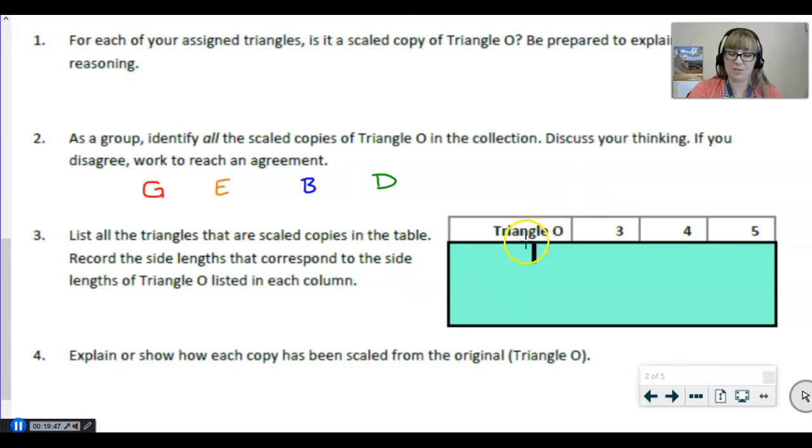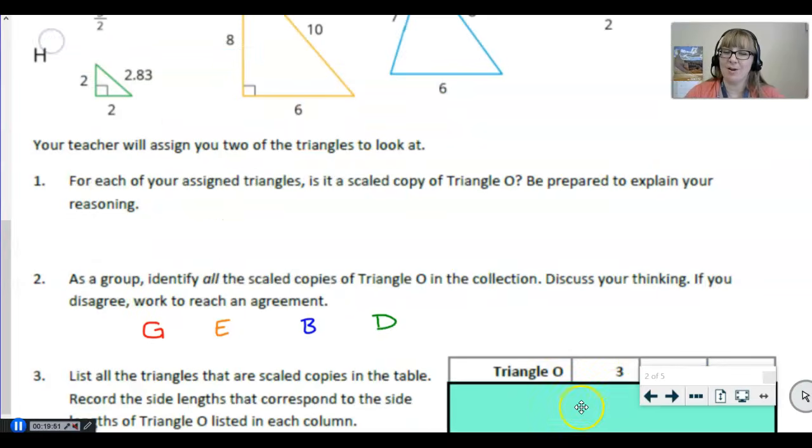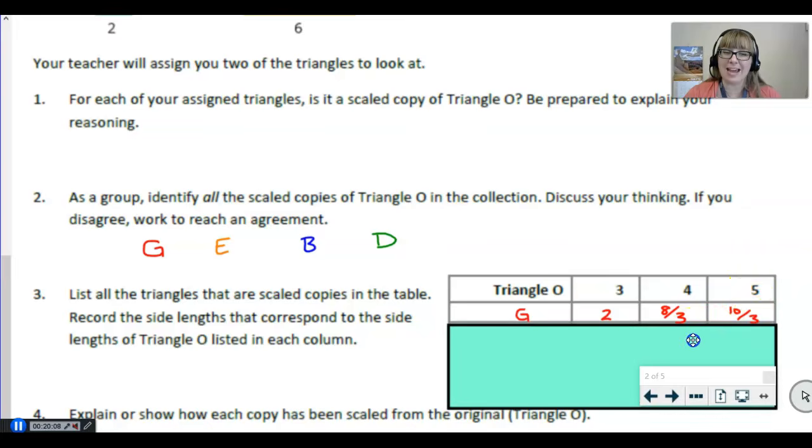Starting with triangle G, we're going to put that on the table here, and we can see that for triangle G, the side length that corresponded to 3 was 2. And the side length that corresponded to 4 in our original triangle is 8/3. And the side length that corresponded to 5 in our original triangle is 10/3.